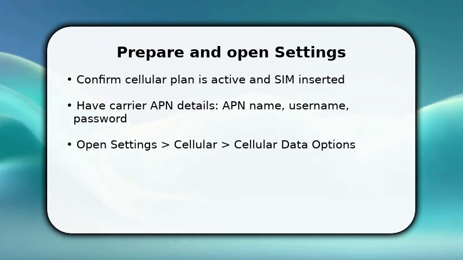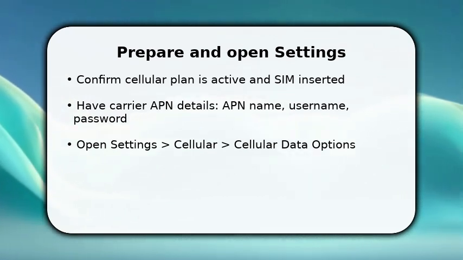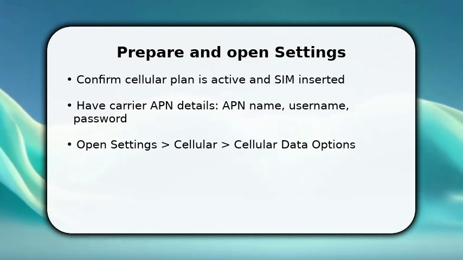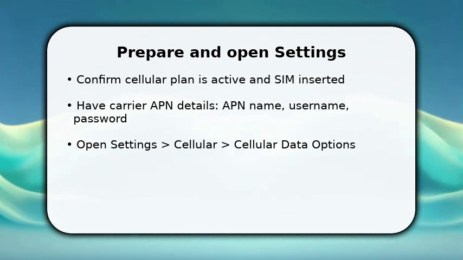Now open Settings, tap Cellular, then Cellular Data Options. This moves you directly into the area where iOS stores network values, and it avoids VPN or Wi-Fi confusion. You need cellular focus for APN changes.